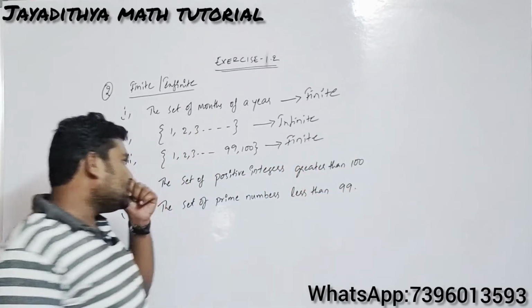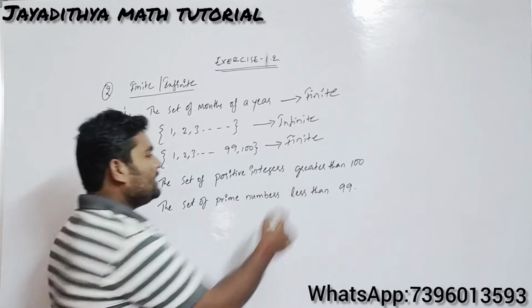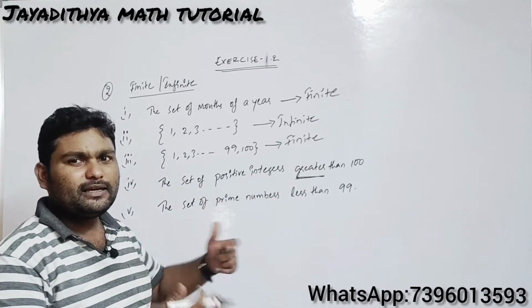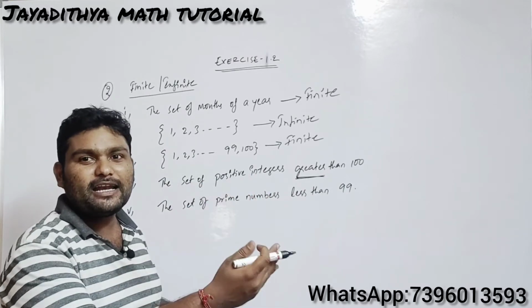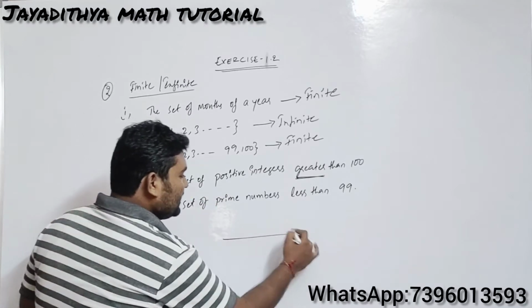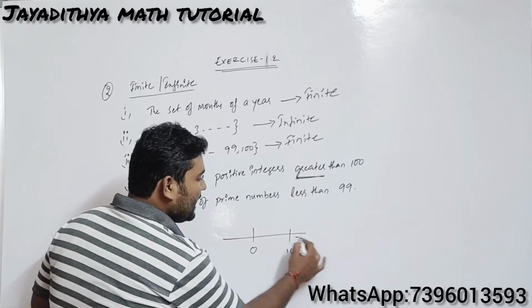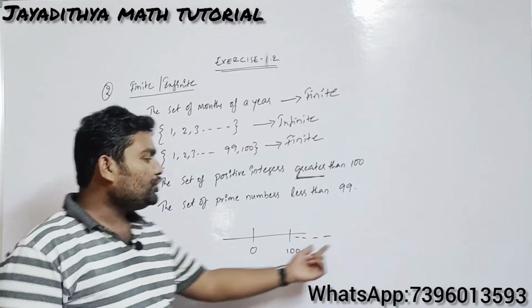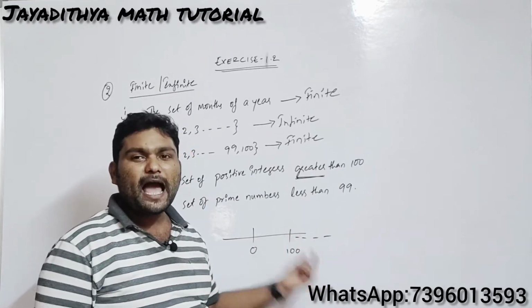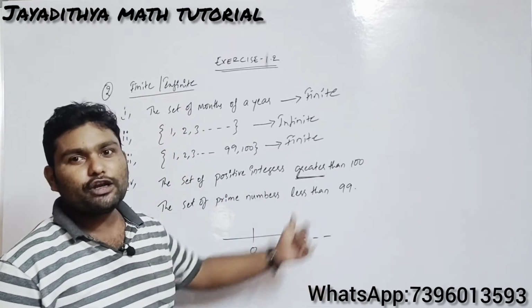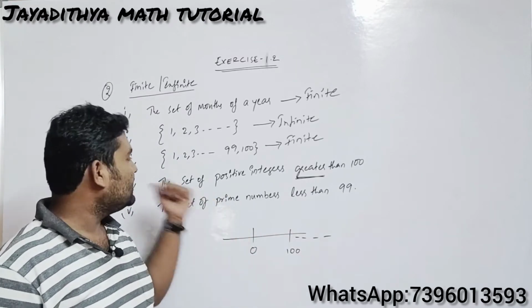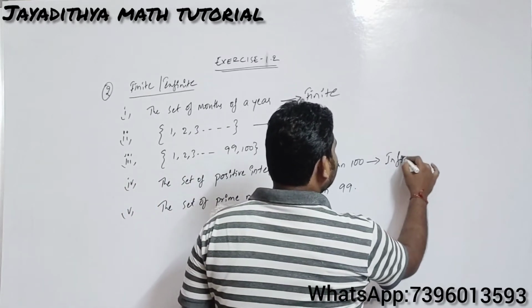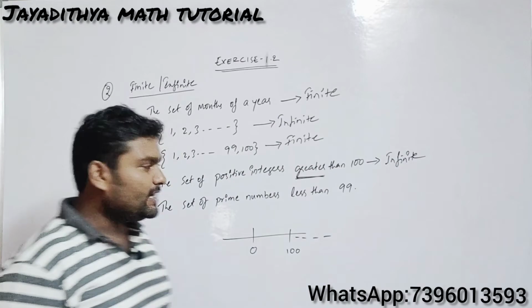And what is the next one? The set of positive integers greater than 100. So up to 100 means you can easily say how many positive integers will be there. But greater than 100 means, again, see here, if you see the number line, if you have 0 here and if you have 100 here, and also you will be having some numbers on the right side of the 100 that is greater than 100. So you don't know how many integers will be there here. So we will be having infinite integers. Therefore, here also you cannot say a definite number for the elements in the set. Therefore, this set is also infinite set. Clear now? This set is infinite set.